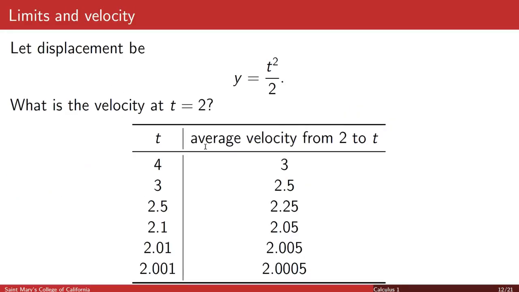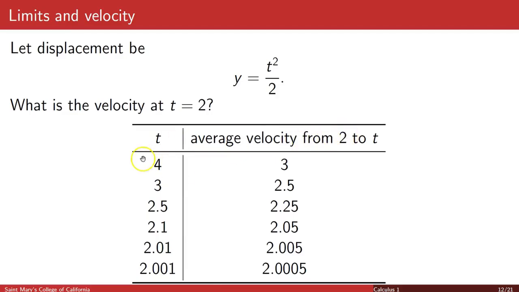Okay, so now we're back to things kind of related to what we looked at on the first day. We're going to take our displacement, our position, to be t squared over 2, and we want to ask what is the velocity at t equals 2. Okay, so just like we saw in the previous class, rather than taking it at 2, because I don't really know what to do there, let's take our average velocity from 2 to another point in time.